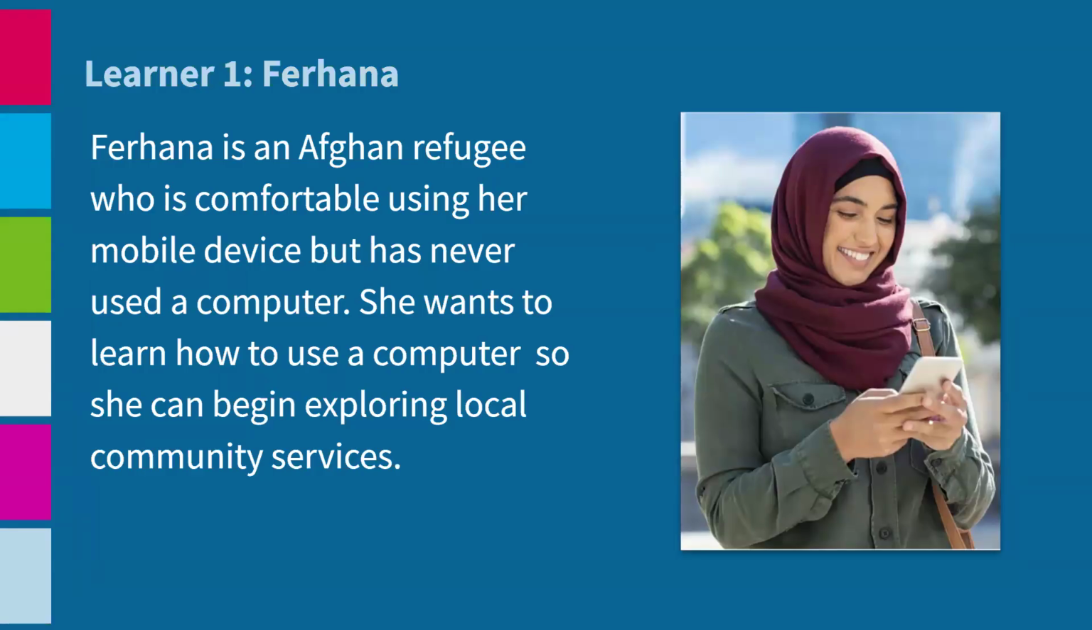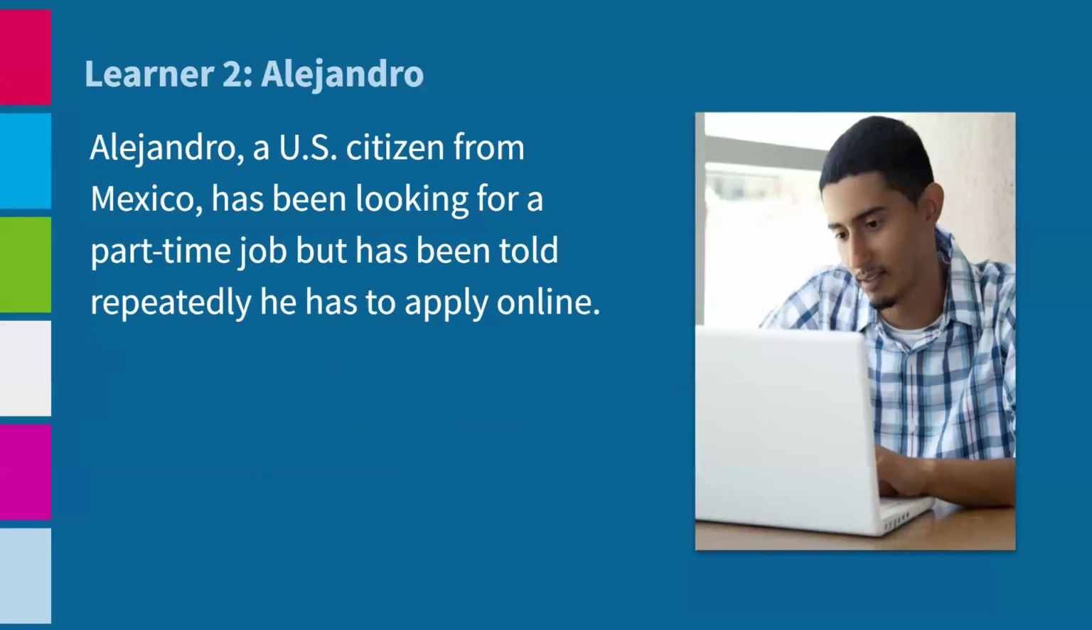So the first is Farhana. She's an Afghan refugee, comfortable using her mobile device, but has never used a computer. And she wants to learn how to use a computer so she can begin exploring local community services. So this is one learner. You can probably already think of some skills that Farhana is going to need.